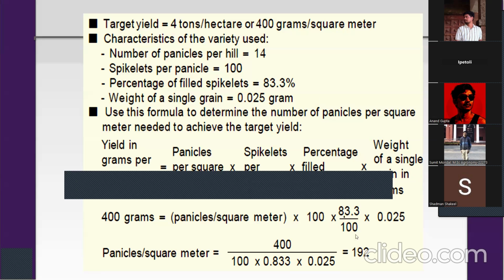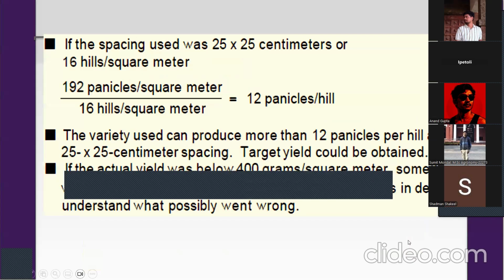is given to us. So from this, we will use this. If the spacing used was 25 into 25 centimeter or 16 hills per square meter, 192 panicles per square meter, there are 16 hills. You know, in 25 by 25 centimeter, you will have 16 hills per square meter. So therefore, 12 panicles per hill. With 12 panicles per hill, you can achieve 400 grams or 4 tons per hectare yield.